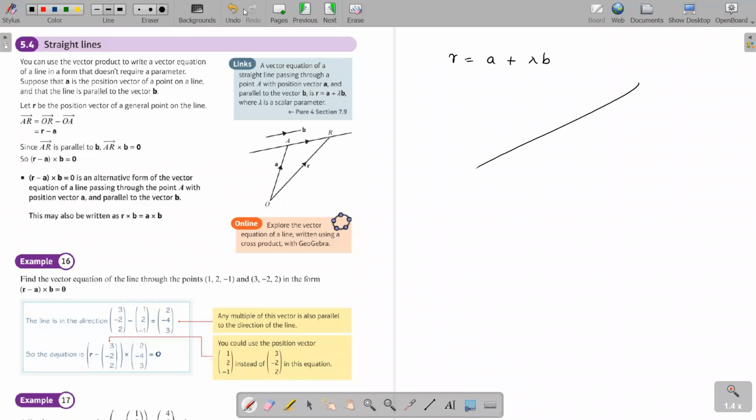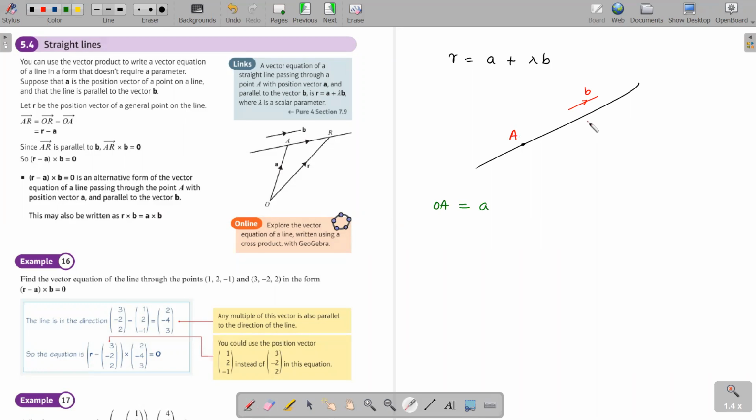A represents a position vector on the line, while b represents the direction vector of your line. So a is an actual vector on your line. We say point capital A, the position vector OA is equal to a. And this straight line is parallel to vector b. It's going in the direction of vector b.